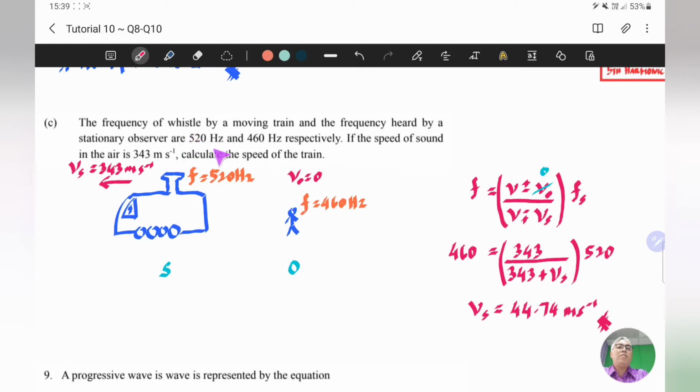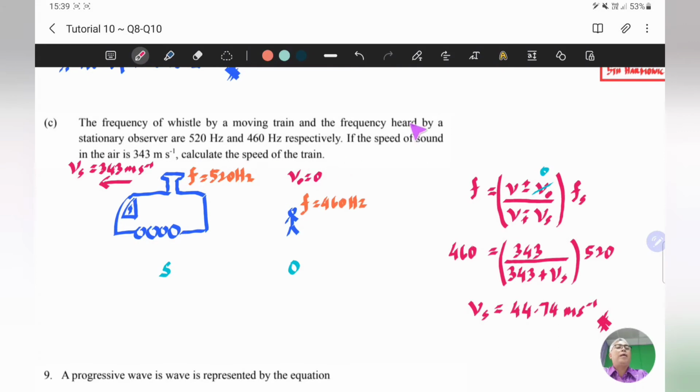So this is the frequency of the whistle by the train, which is moving now, which is the source. And this is the frequency heard by the observer, which is at a stationary, or static, position. So, frequency of source, frequency received by the observer. If the speed of sound in the air is 343 meters per second, calculate the speed of the train.